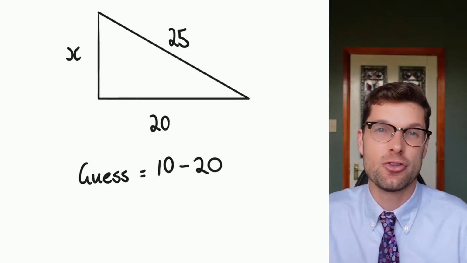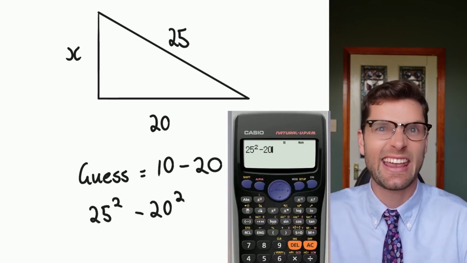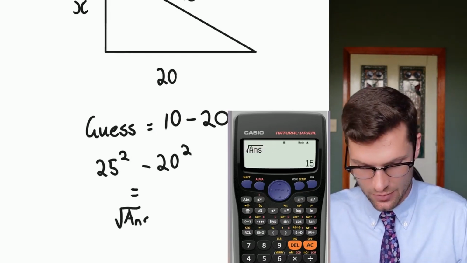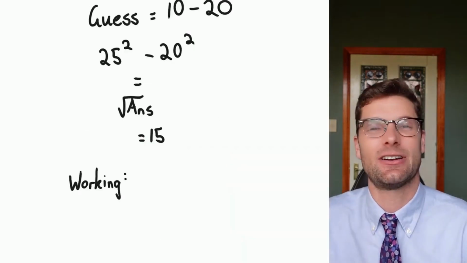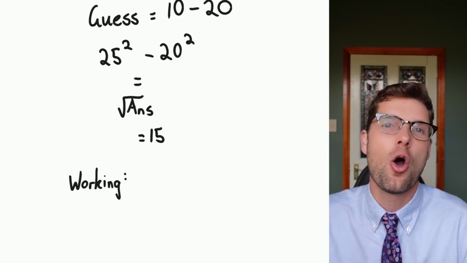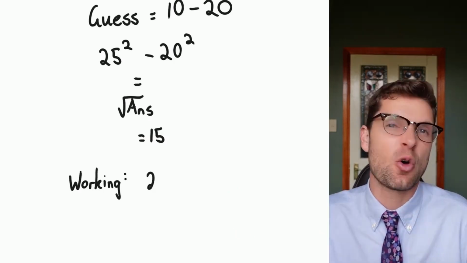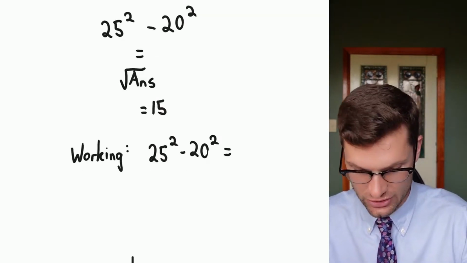So for my trick here, I do the big number, 25 squared, minus the little number, 20 squared, hit equals, and then I'm going to square root my answer, and that is equal to 15. So just using that calculator trick, unfortunately, isn't enough work to get full marks. What you do just have to write down is the steps that you took on your calculator. So what we were saying was that 25 squared minus 20 squared is equal to x squared.